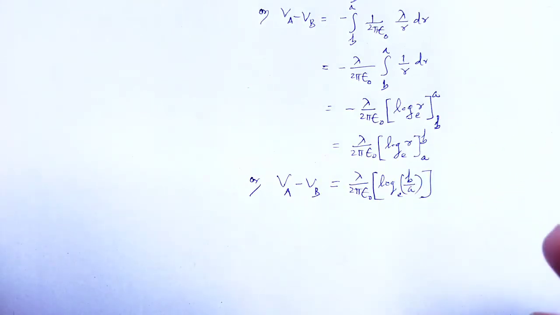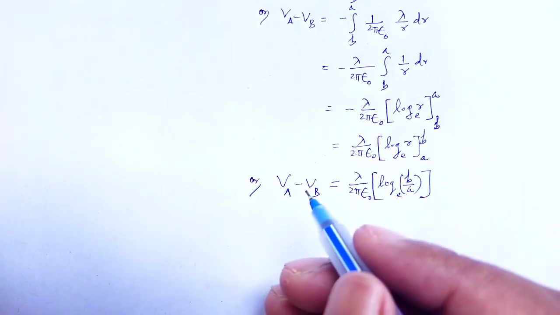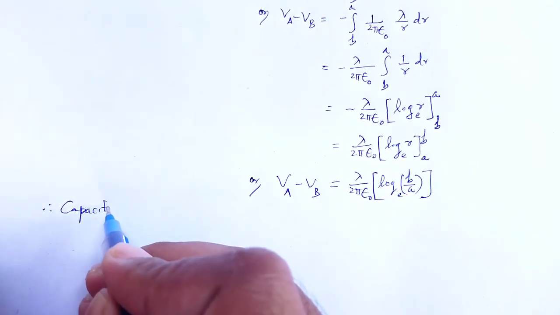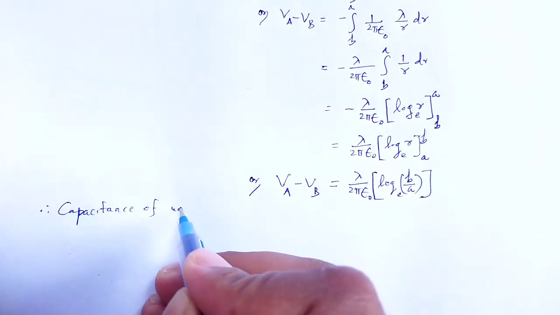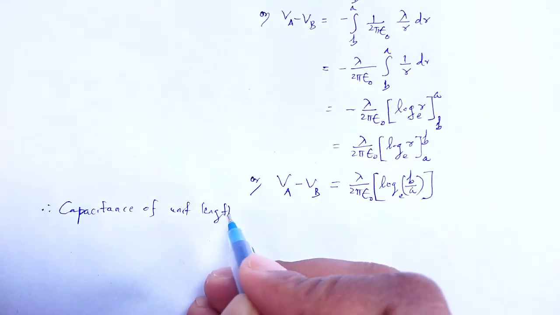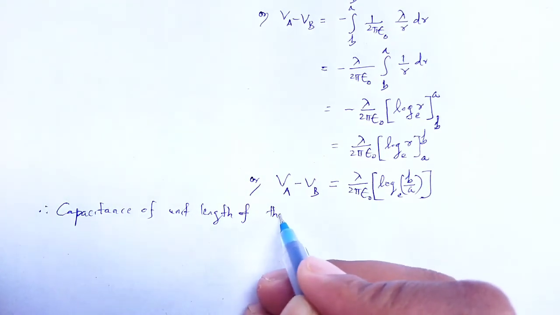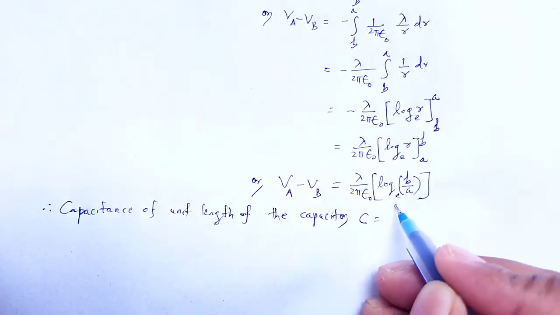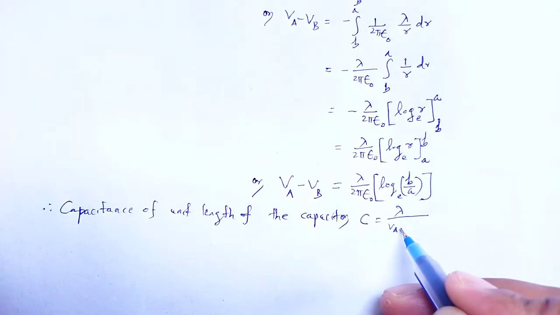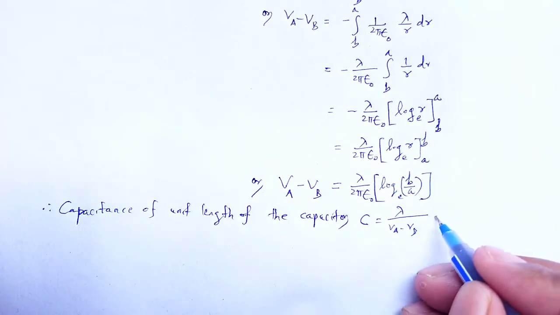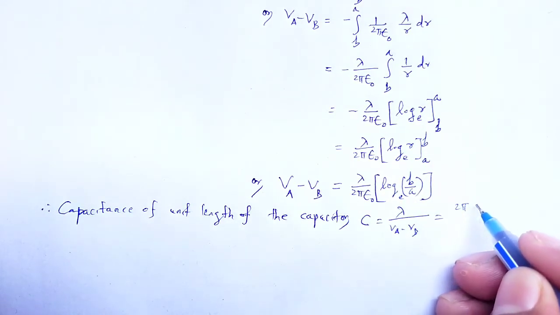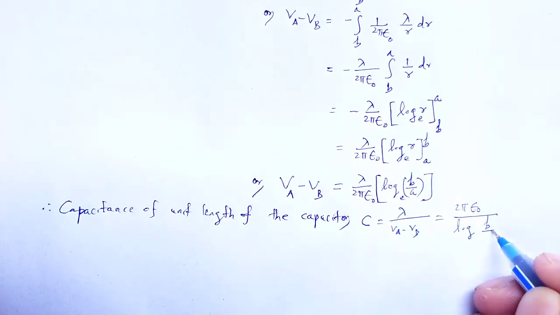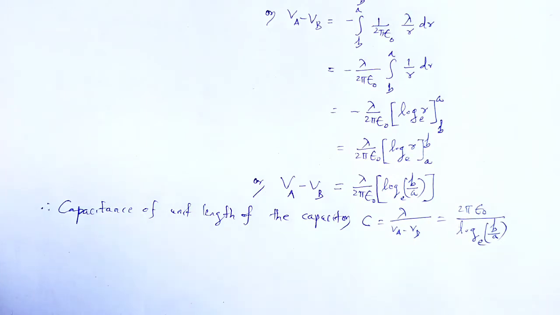Now, the capacitance per unit length of the capacitor. C is equal to lambda divided by the potential difference VA minus VB, that is equal to 2 pi epsilon naught divided by log B by A base e.